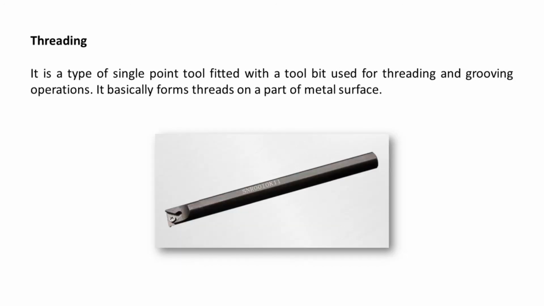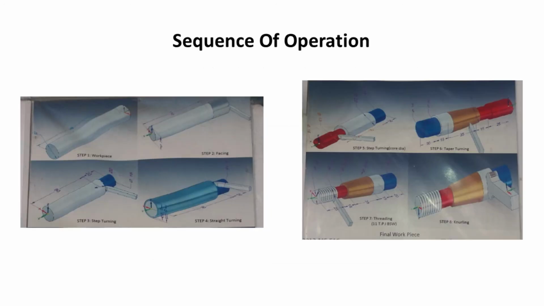Threading. It is a type of single-point tool fitted with a tool bit used for threading and grooving operations. It basically forms threads on a part of metal surface. This is the step-by-step working operations.